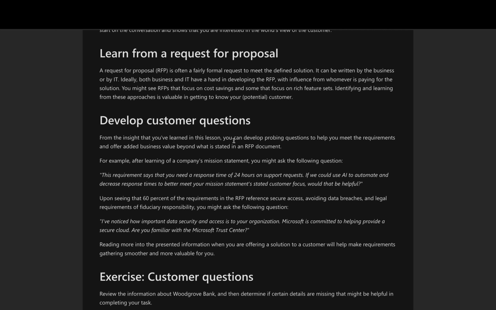A request for proposal, or RFP, is often a fairly formal request to meet the defined solution. It can be written by the business or by IT. Ideally, both business and IT have a hand in developing the RFP, with influence from whomever is paying for the solution. You might see RFPs that focus on cost savings and some that focus on rich feature sets. Identifying and learning from these approaches is valuable in getting to know your potential customer.